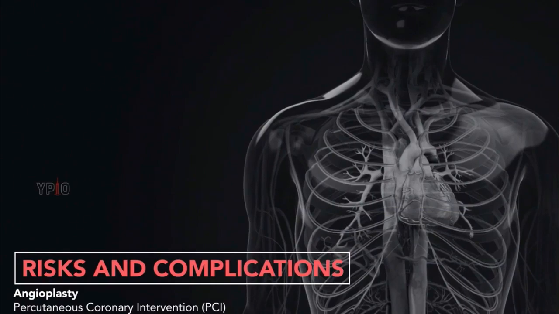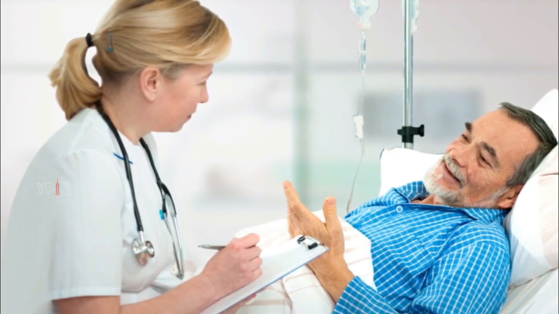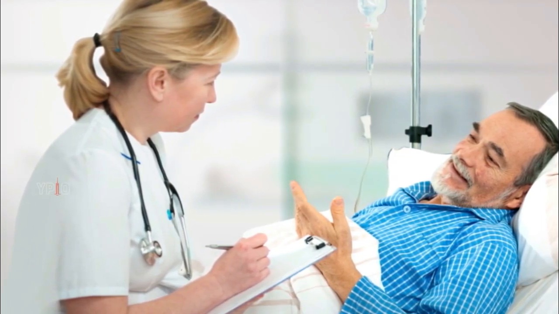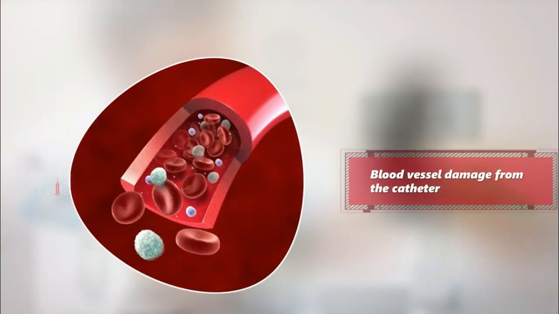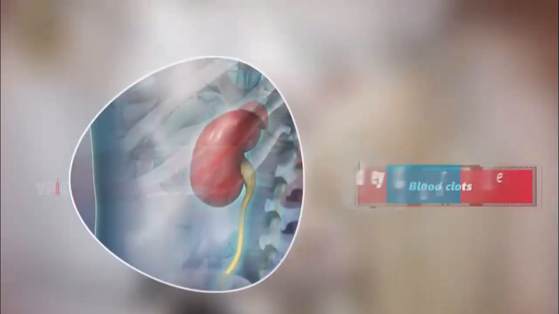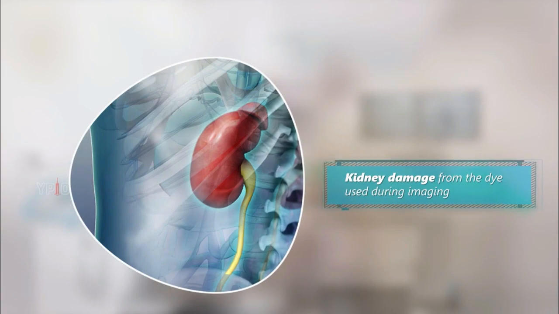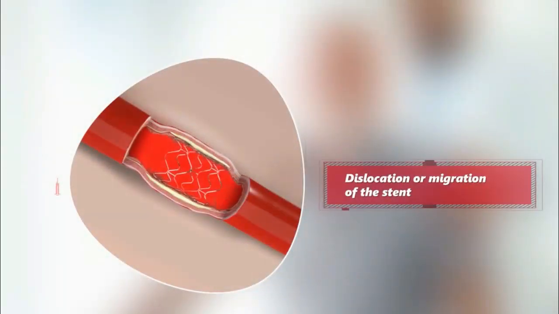Risks and complications. Although percutaneous coronary intervention is a relatively safe procedure, it may have certain risks and complications, such as bleeding from the catheter insertion site, blood vessel damage from the catheter, irregular heartbeat, blood clots, kidney damage from the dye used during imaging, restenosis, reaccumulation of plaque or scar tissue causing narrowing or blockage of the coronary artery, which occurs within 6 months, and dislocation or migration of the stent.